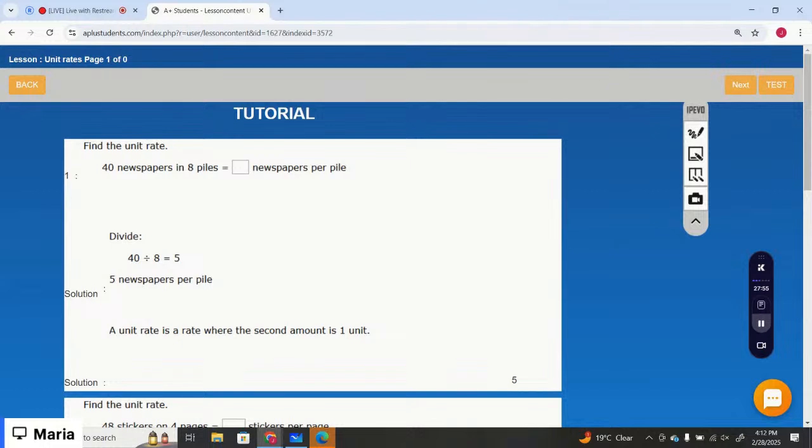Find the unit rate. Unit rate means you need to calculate the rate of one thing. For example, you are given 40 newspapers in 8 piles. You need to calculate the number of newspapers in one pile. How do you calculate? 40 is for 8 piles. So if you divide 40 by 8, you can have the amount for one pile. So 40 divided by 8 is 5. That means there are 5 newspapers per pile.